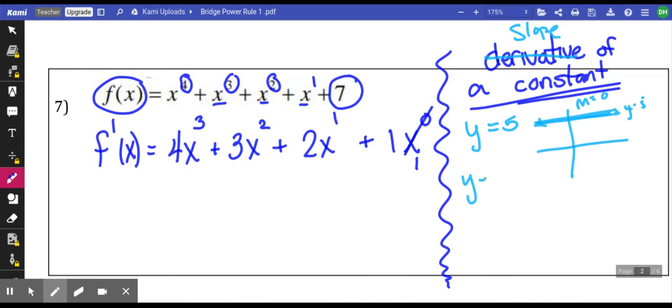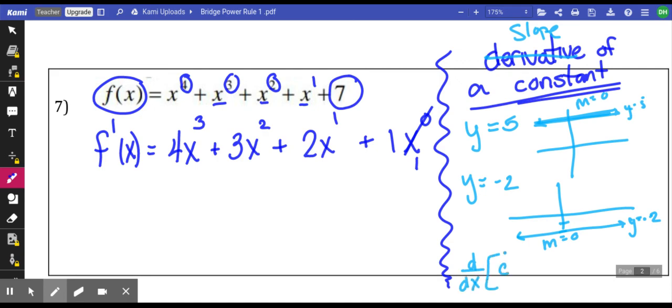If I graph y equals negative 2. So 1, 2. Here's y equals negative 2. What is the slope of that line? Well, again, it's a flat line, so it has a slope of 0. There's no incline. Its slope is 0. So the slope of any constant is always going to be 0. So let's get that notation in there. The derivative of, I'm going to call it c for constant, will always equal 0.